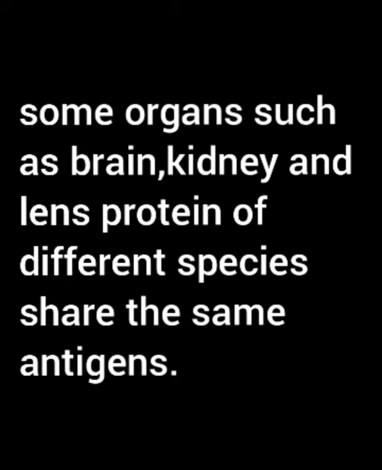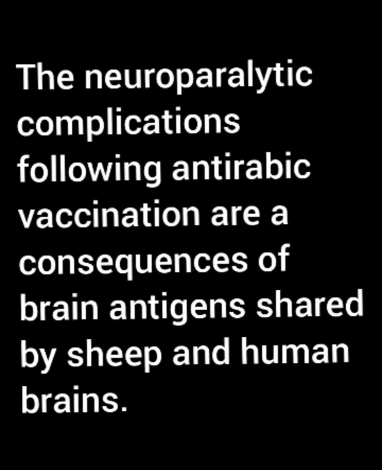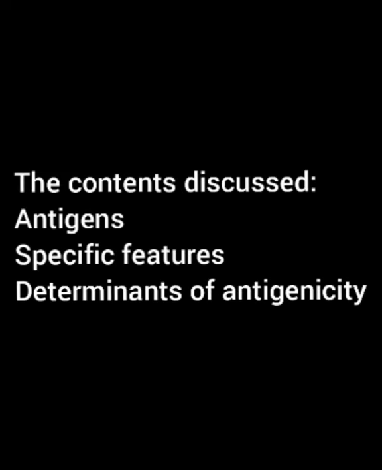A complication usually occurs if there is any kind of brain damage following administration of anti-rabic immunization. There is always a cross reaction between the antigens present in humans and sheep. So that's all about our topic, antigens. This was a very brief introduction to antigens and the determinants of antigenicity.